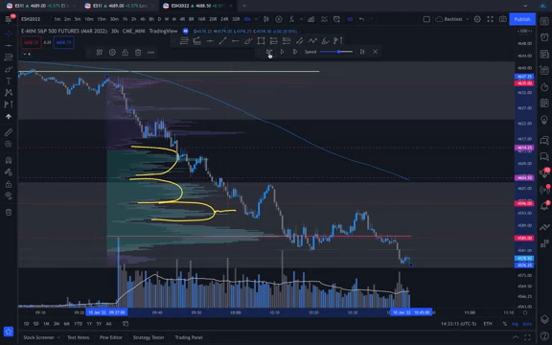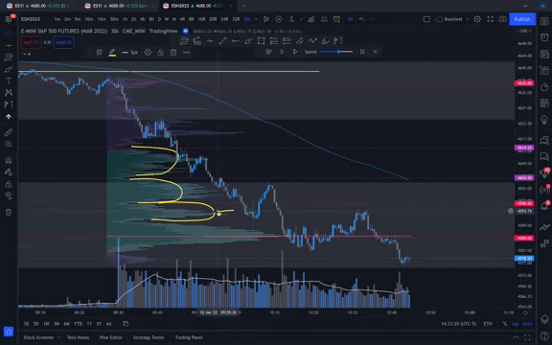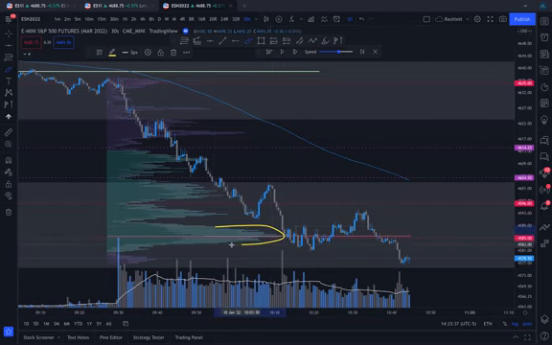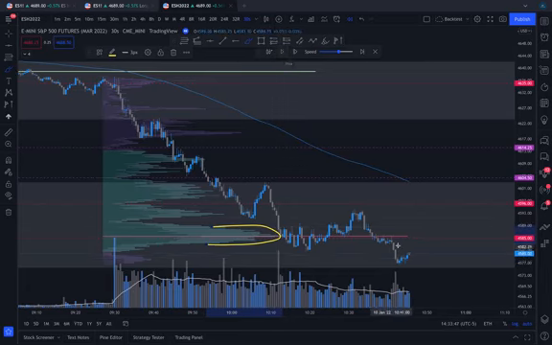Now we're building more volume down here. And because we're building more volume down here, now if we come back up through this cluster, so let me get rid of some of this stuff. So now this is our previous volume area because again, we're forming a new one down here. So now this is the area I'm watching. I want to see us cleanly break this and then possibly come down and test it from the top. And that's going to be when I start to look at longs. For the time being, coming up just towards the bottom of it a little bit is just another short opportunity.